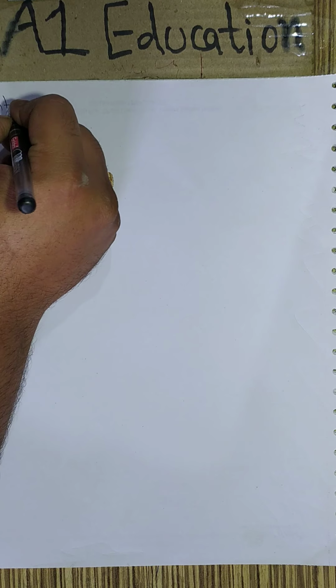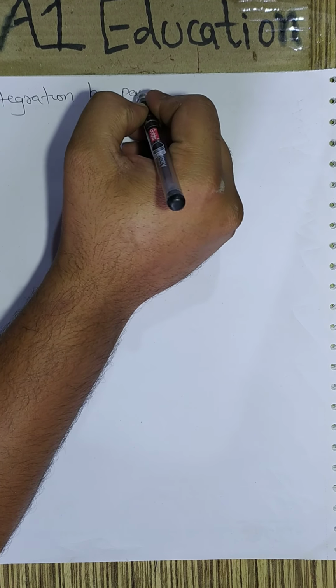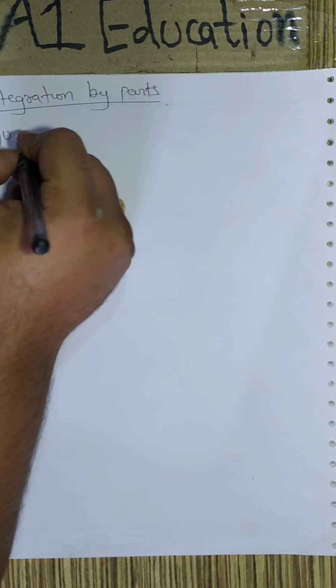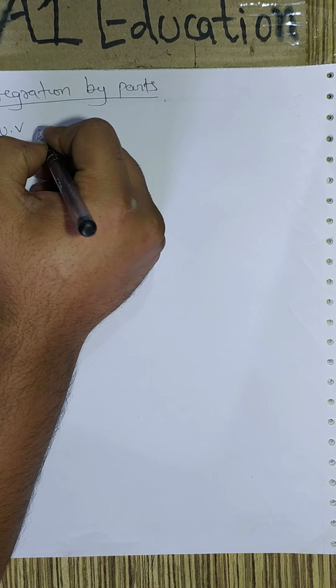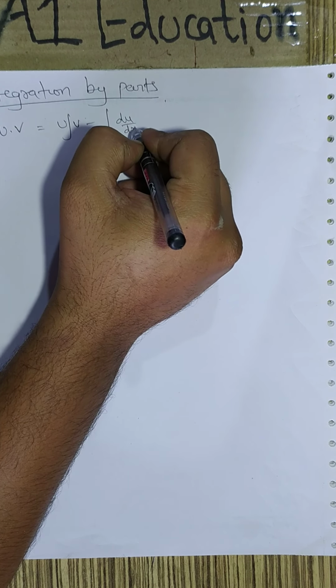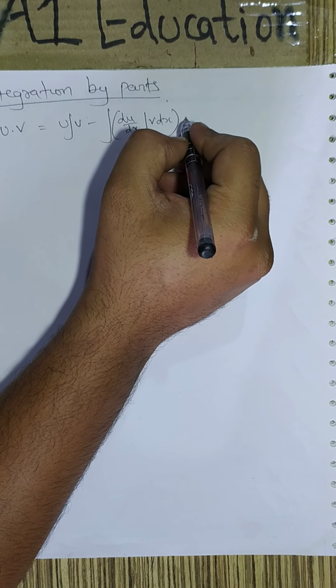Hello friends, under the topic integration by parts, we will see some more sums. Let us revise the formula. u·v is u integration of v minus integration of du by dx integration of v dx, and this whole is again integrated.